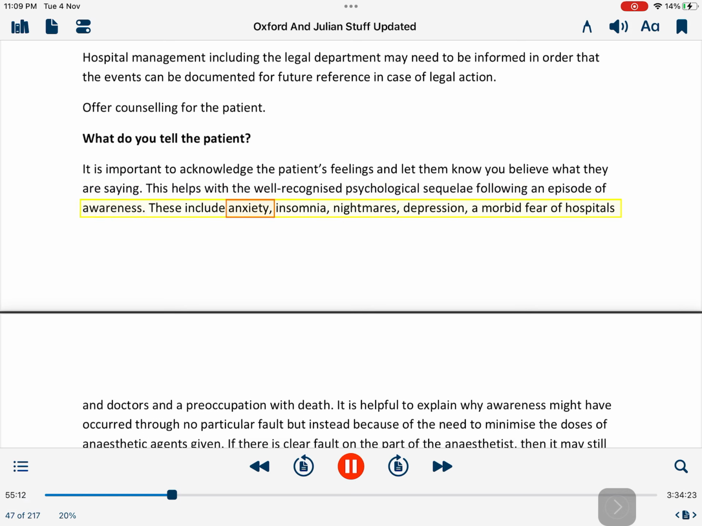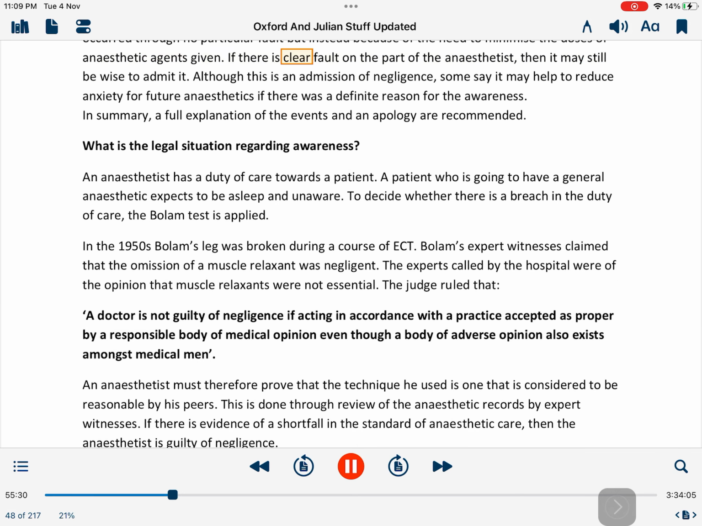These include anxiety, insomnia, nightmares, depression, a morbid fear of hospitals and doctors, and a preoccupation with death. It is helpful to explain why awareness might have occurred through no particular fault but instead because of the need to minimize the doses of anesthetic agents given. If there is clear fault on the part of the anesthetist, then it may still be wise to admit it. Although this is an admission of negligence, some say it may help to reduce anxiety for future anesthetics if there was a definite reason for the awareness. In summary, a full explanation of the events and an apology are recommended.